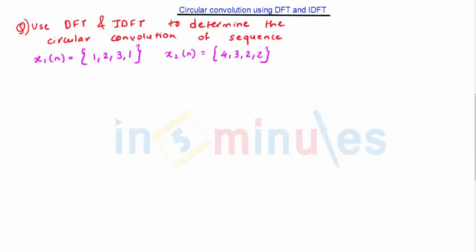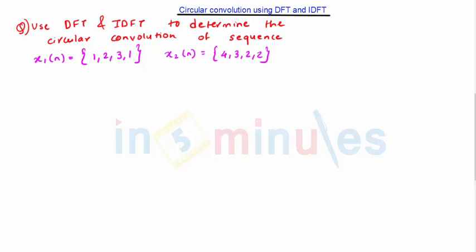In this video we are going to solve a sum that is based on circular convolution. We are going to use the basics of DFT and IDFT to calculate circular convolution. The question is, compute the DFT and FFT to determine the circular convolution of sequences x1 of n and x2 of n. So let us find out the circular convolution of the sequences.